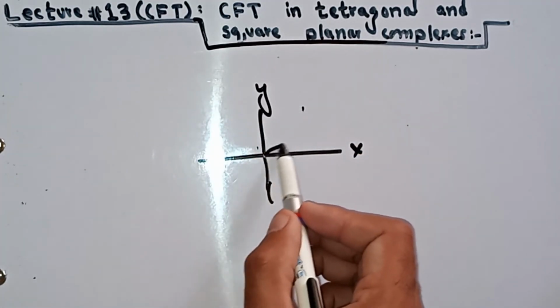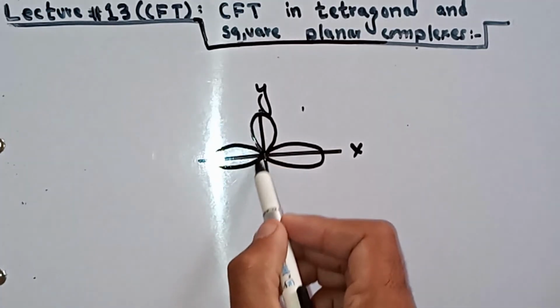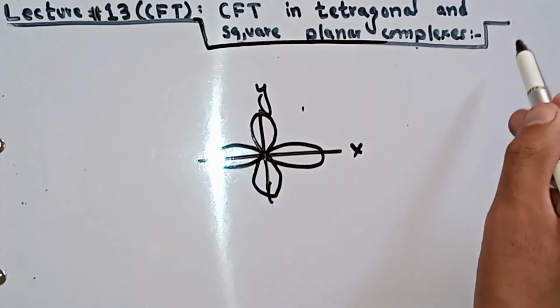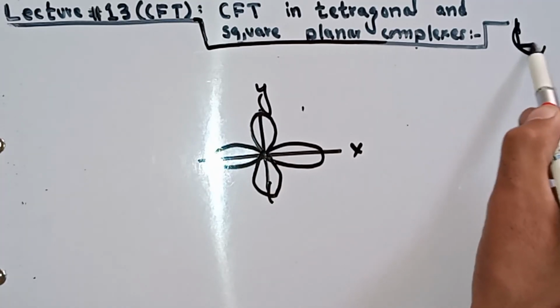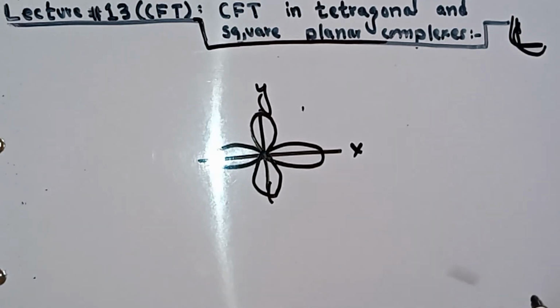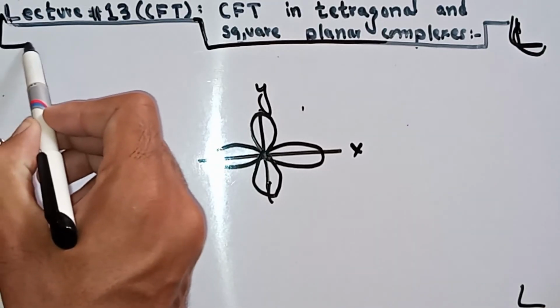So if there is one lobe of an orbital in this direction, one lobe in this direction, one lobe in this direction, and one lobe in this direction, like on the blackboard, one ligand is in this corner, one ligand is in this corner, one ligand is in this corner, and one ligand is in this corner.